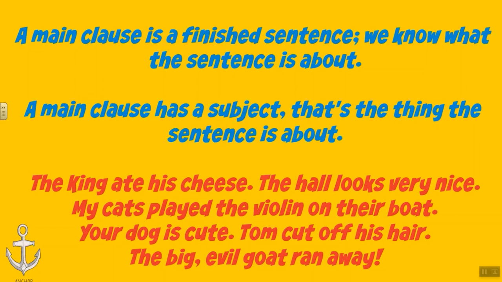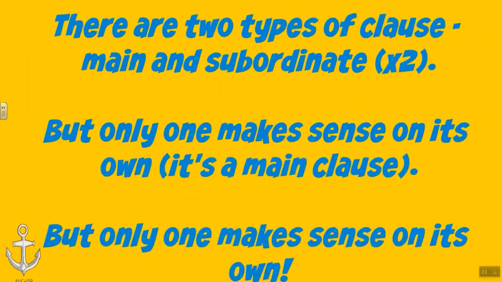A main clause has a subject, that's the thing the sentence is about. The king ate his cheese. The hall looks very nice. My cats played the violin on their boat. Your dog is cute. Tom cut off his hair. The big evil goat ran away.